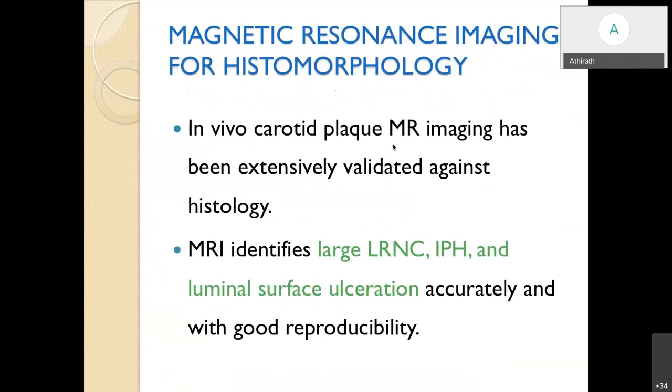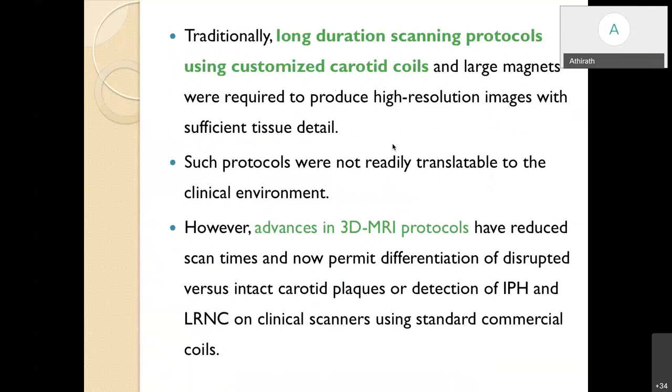The next one is magnetic resonance imaging for histomorphology. MRI basically identifies large lipid-rich necrotic core, intraplaque hemorrhage, and luminal surface ulceration accurately and with good reproducibility. In previous days, traditionally, we have been using long-duration scanning protocols using customized carotid coils. But the problem with this is that it takes a long time to get sufficient tissue detail.